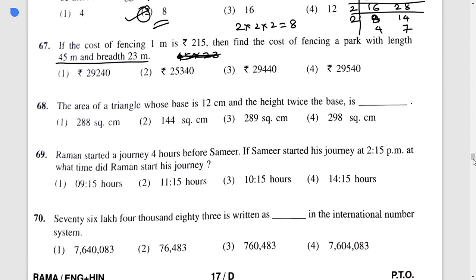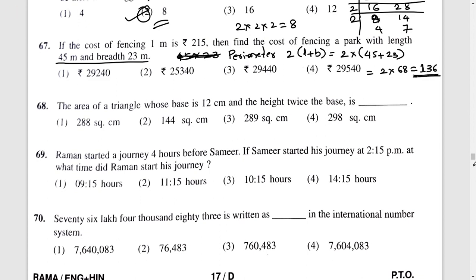Cost of fencing 1 meter they have given. Means here you have to find, they are fencing only the outer part. Means you have to find the perimeter, not the area. So perimeter is 2 into (L plus B). So it will be 2 into (45 plus 23), which is equal to 2 into 68, which is equal to 136.